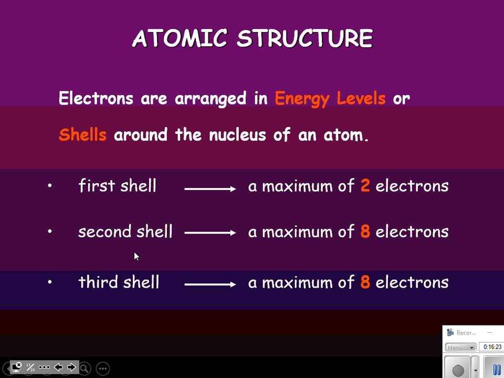Okay, but these different energy levels, which are also called shells, are located around the nucleus. They are the so-called orbits of the electrons.